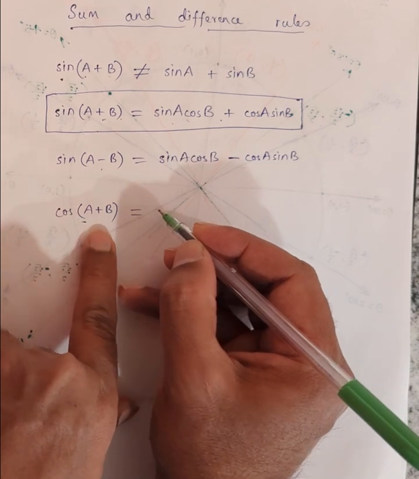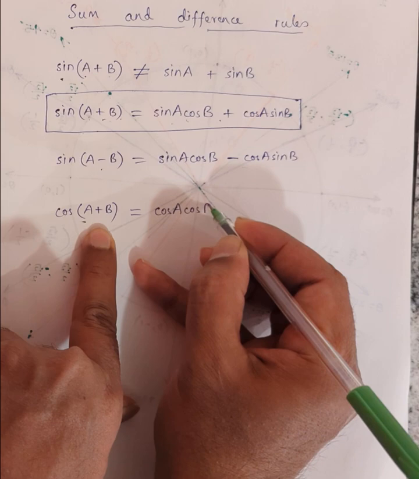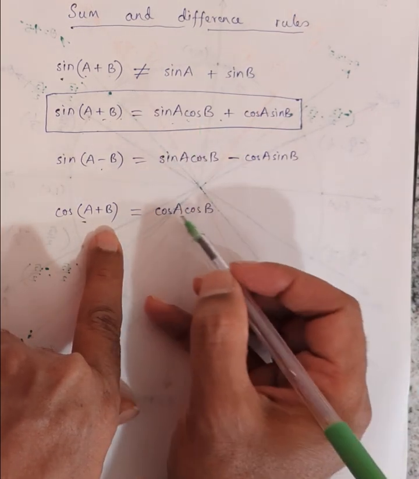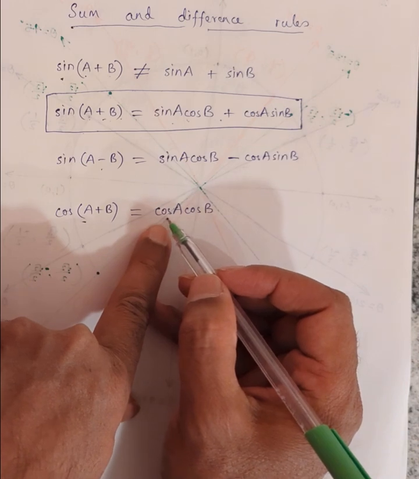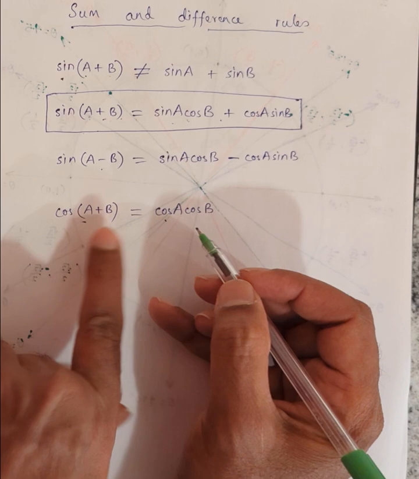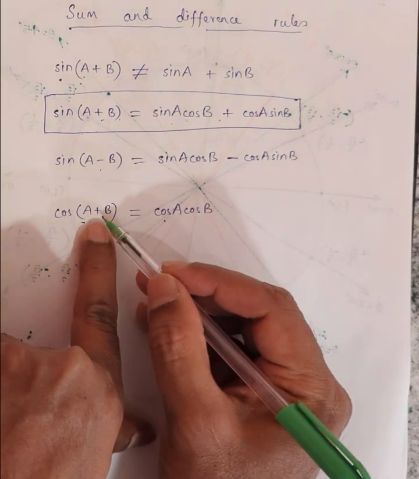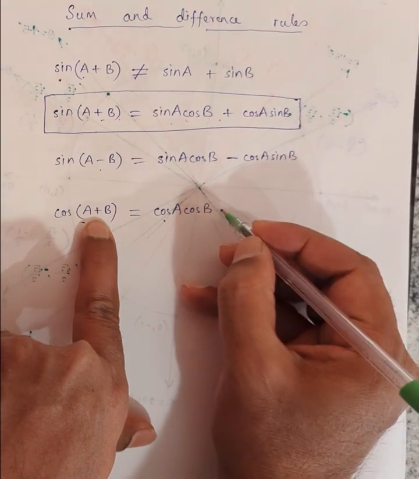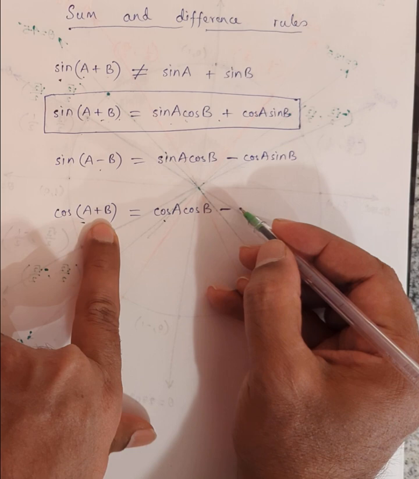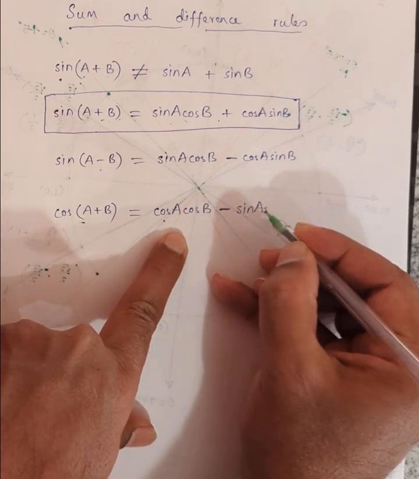If it is cos of a plus b, then it's cos a cos b. Notice, I don't have sine and cos in the same term, but it's starting with cos a and again cos b. So I have cos and cos again. And here is one other change. For cos of a plus b, I'm actually going to have minus in my formula. So cos of a plus b is cos a cos b minus sine a sine b.